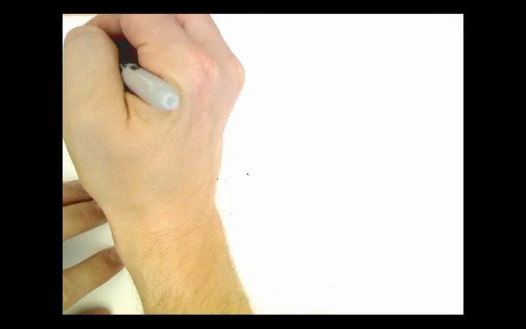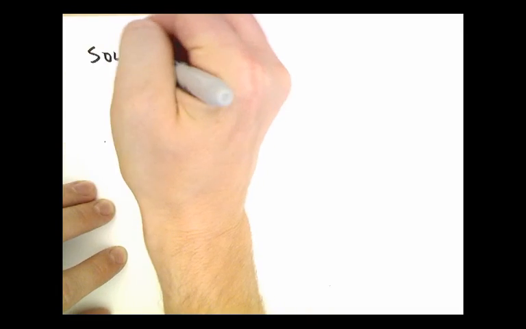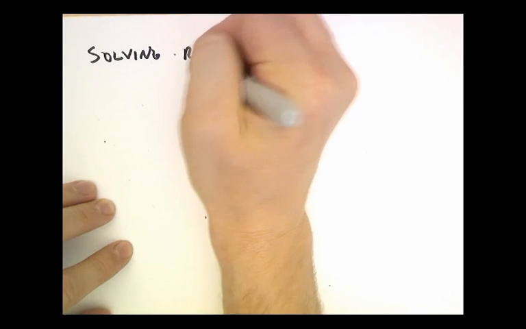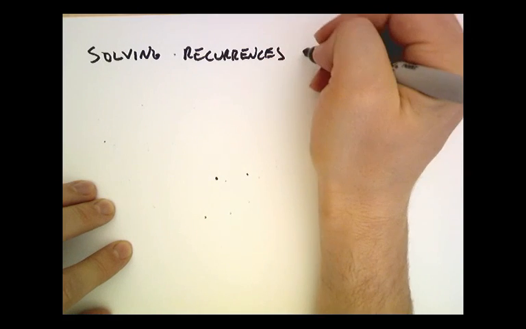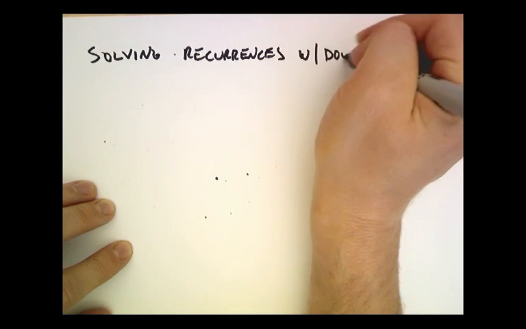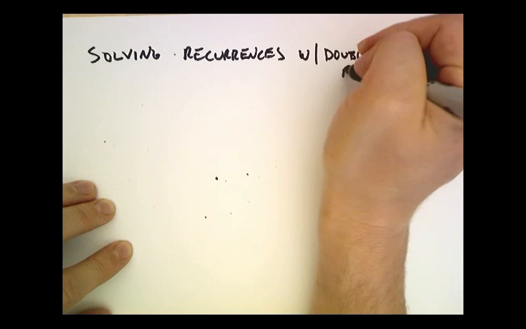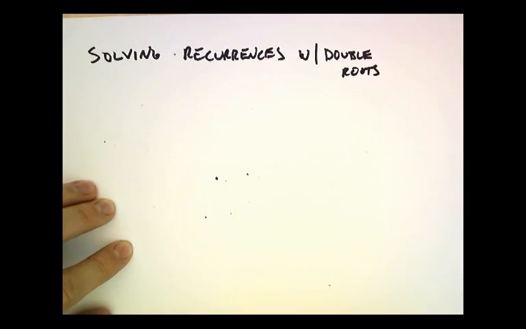Okay, so here I wanted to talk about solving recurrences. These are recurrences with double roots. So what happens when the method that we used last time results in a double root?